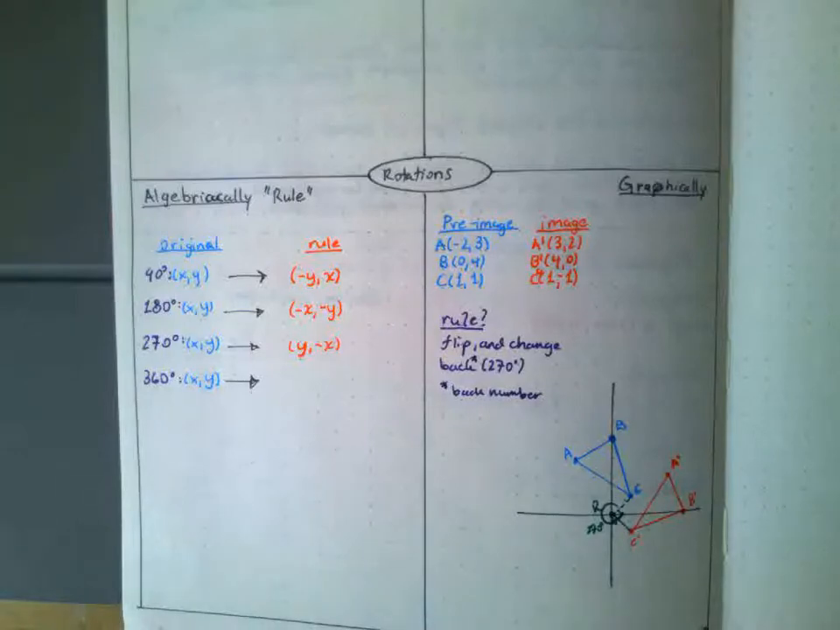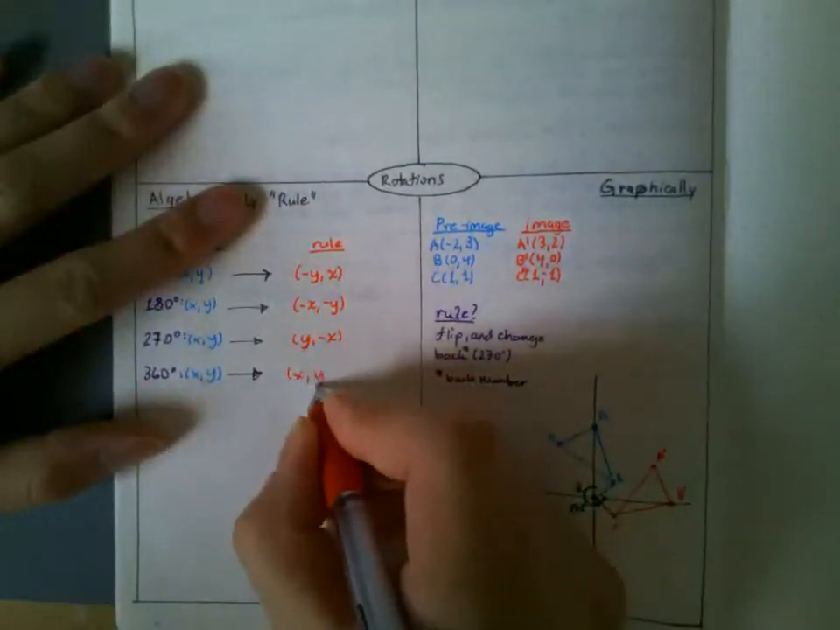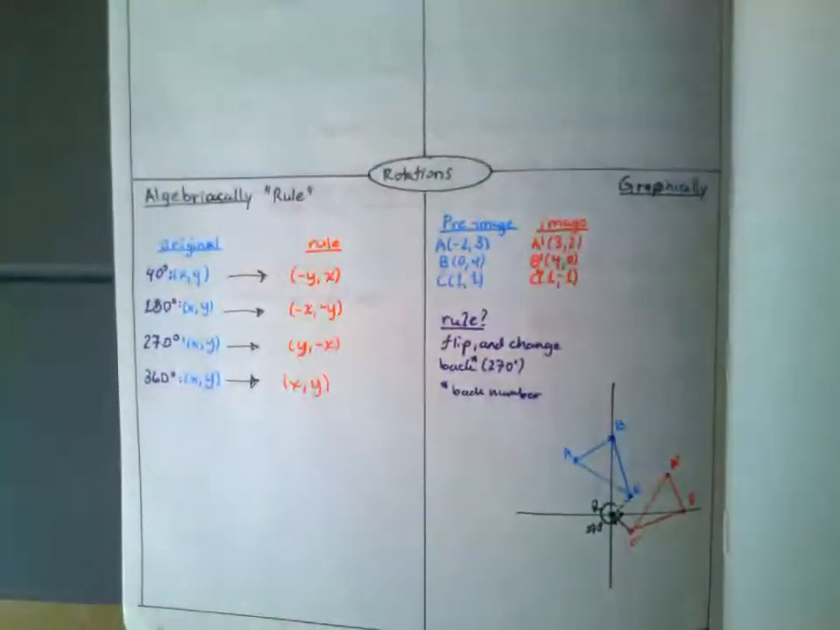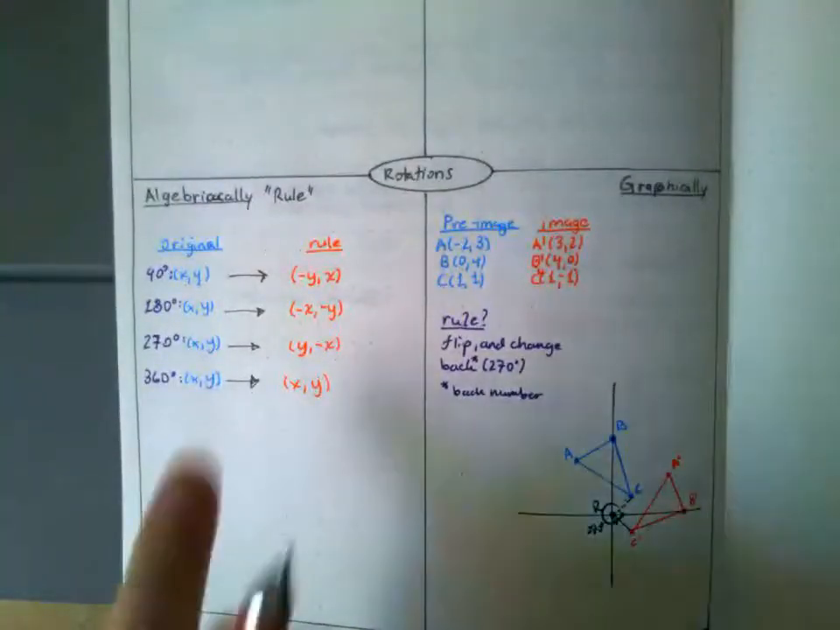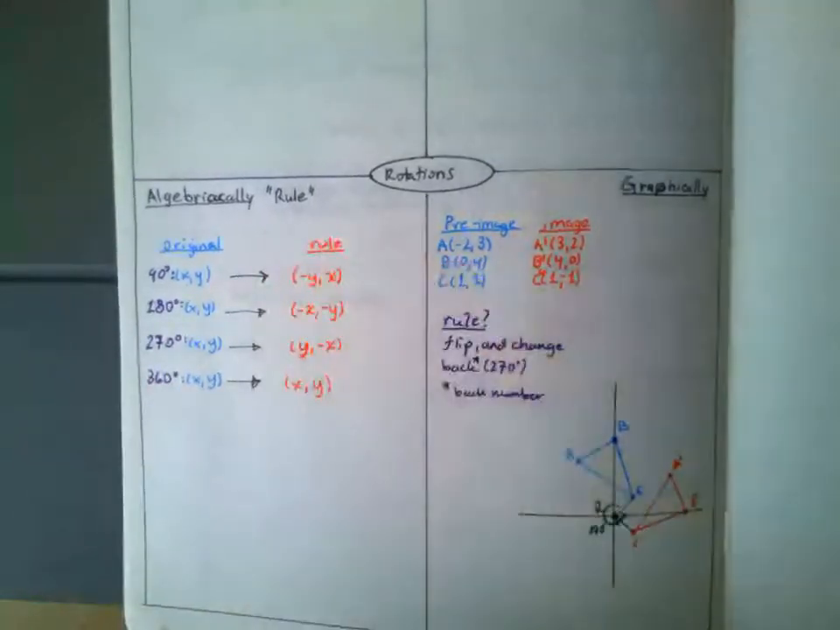And then of course the last one, which is x, y, and surprise, surprise, it's x, y. There's no change. It doesn't do anything because we're just going to rotate back to where we started. You will never have a question that's just 360 degrees. Spoiler alert, that's too easy. I can't give that to you.